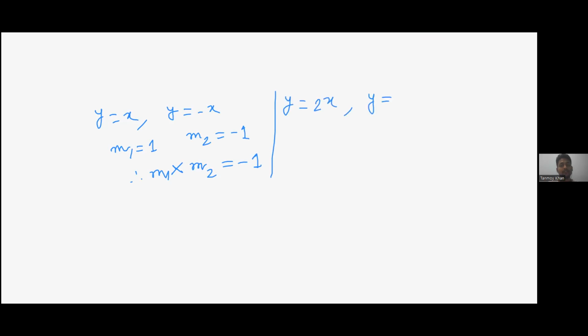Like y is equal to x and y is equal to minus x, right? So what is m1 here is 1 and m2 is minus 1. That means m1 into m2 will obviously be minus 1. In case of y is equal to 2x and y is equal to minus half x, that time also m1 into m2 will be minus 1. Similarly, anything you can think of like that. So both these lines will obviously be perpendicular, right?